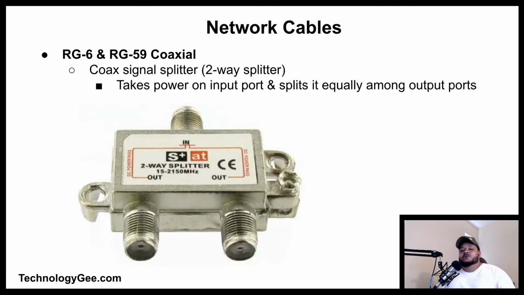And then we have what is called a two-way splitter. So a coaxial signal splitter. This takes the power on the input port and splits it equally amongst the output ports. So for example, a two-way splitter has one input port and two output ports. It sends half the power of the input signal to one of the output ports. The other half is sent to the other output port. Hence the reason why it's called a two-way splitter.